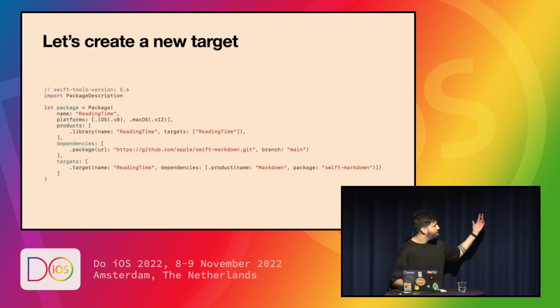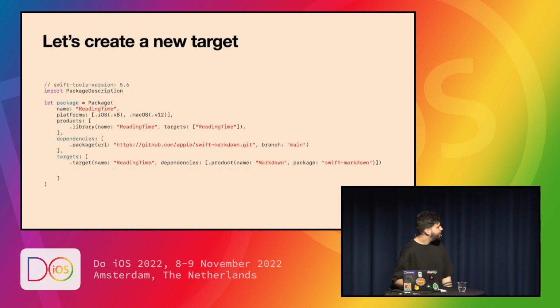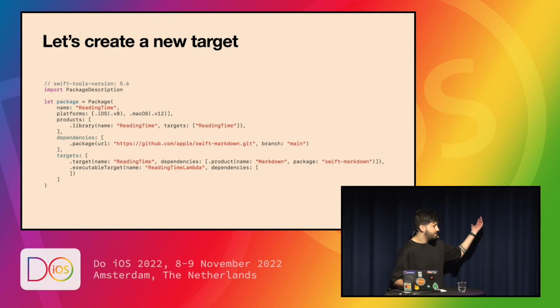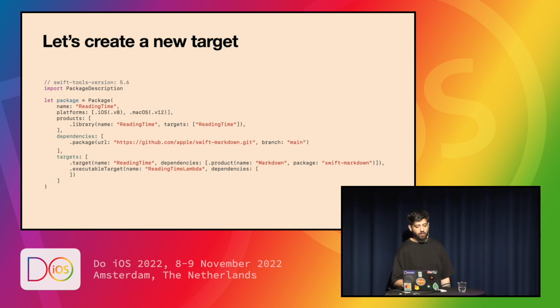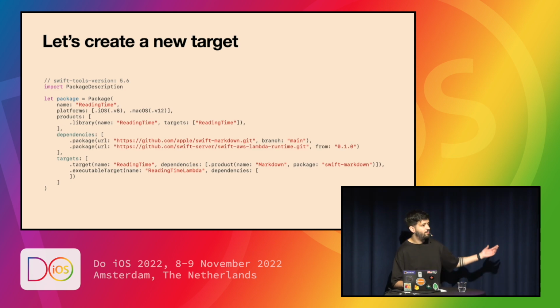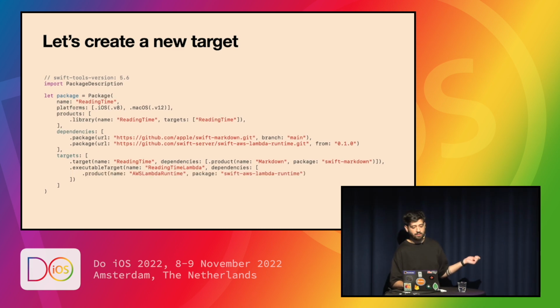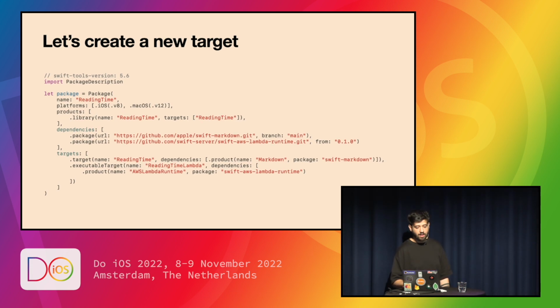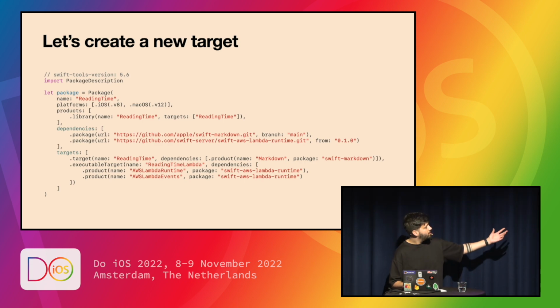And again, monorepo, we're going to create a new target. This target is going to be an executable, just like the one we had before. This time it's going to be a reading time Lambda. We're going to have to bring a dependency from the Swift server repo called Swift AWS Lambda runtime. And this gives you access to 2 things. One is the Lambda runtime, where you're going to write the Swift code to handle any actions that your Lambda takes. And you're going to have access to the AWS Lambda events.